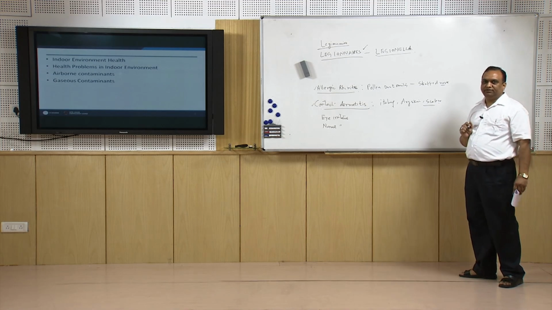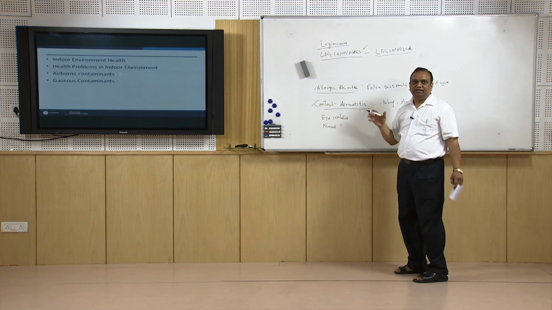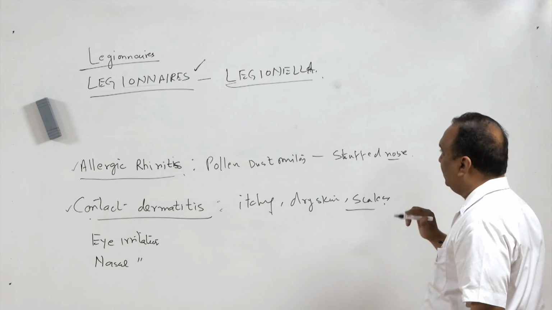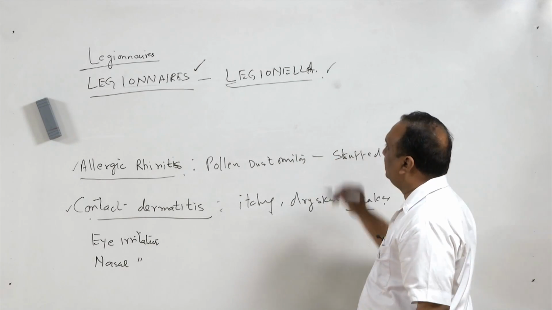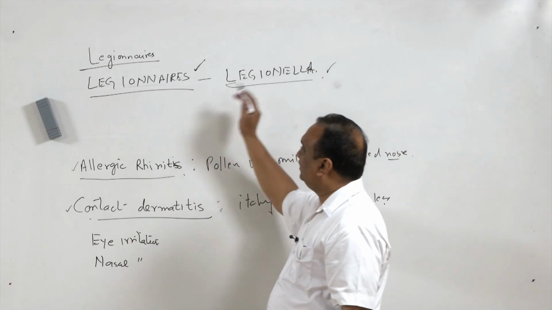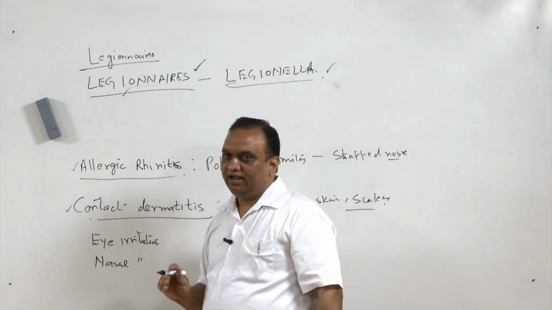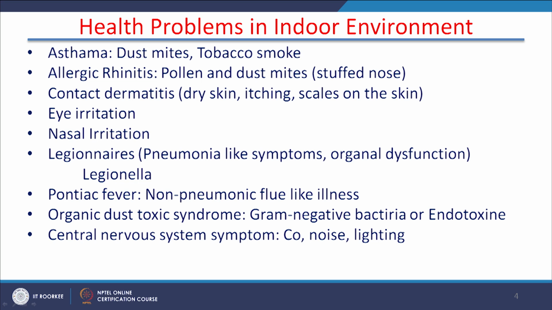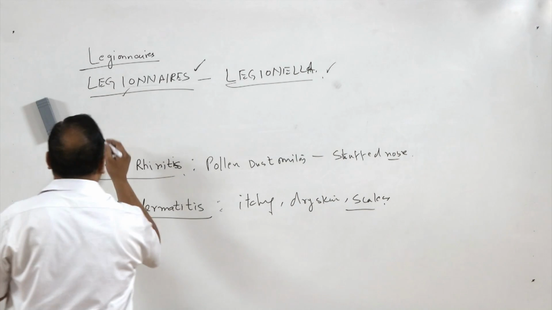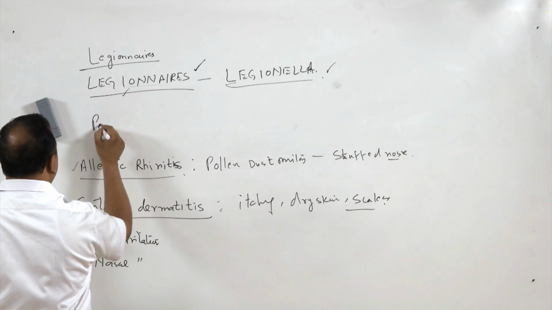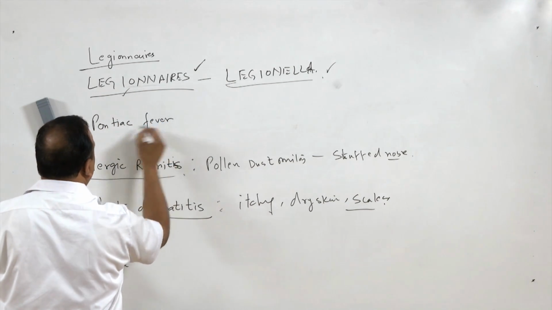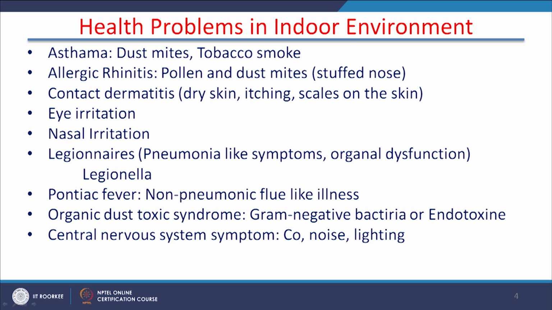Especially in the centralized cooling system, you will find that there are a number of cooling towers which are used for the purpose of cooling water in a condenser. So there also this bacteria can develop, and infection with this bacteria causes this disease. In this disease, there is a high fever, and organ dysfunction can also take place. Now, in addition to this, there is Pontiac fever also.